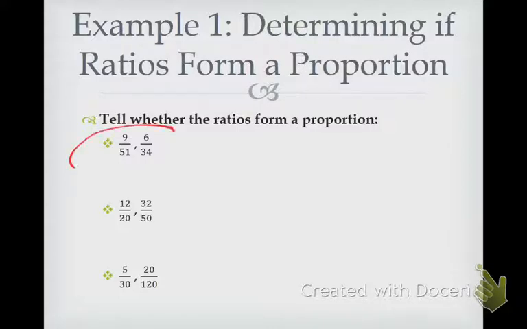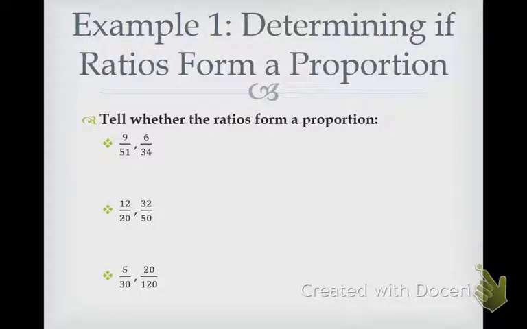So what I want you to do is go ahead and write these two ratios as you see it on the screen. 9/51, comma, 6/34. Go ahead and write it exactly how you see it on the screen. Okay, and then either next to those ratios or beneath it, I want you to show the cross products, what you would multiply if you were using cross products.